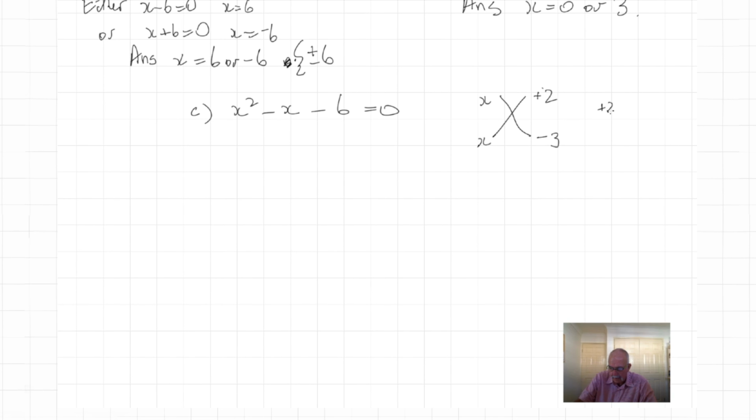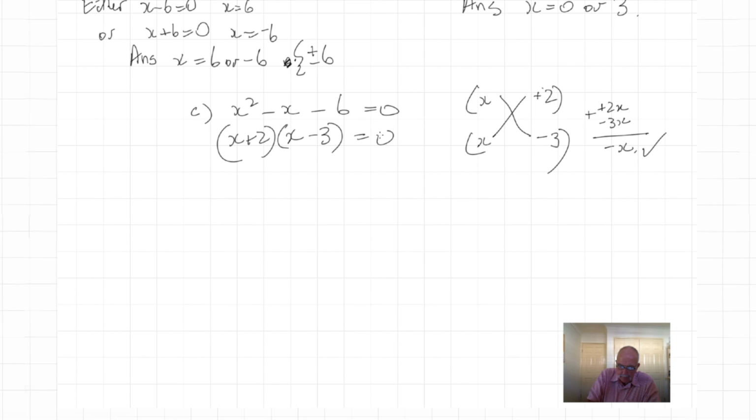Multiply along there, I get plus 2x. Multiply along there, I get negative 3x. You always add the 2 and hopefully we're going to get the middle term here. So plus 2x minus 3x is negative 1x, which is just negative x, which is the middle term. So it's correct. So here is my factorisation. So instead of writing x squared minus x minus 6, I can put x plus 2, x minus 3 equals 0.